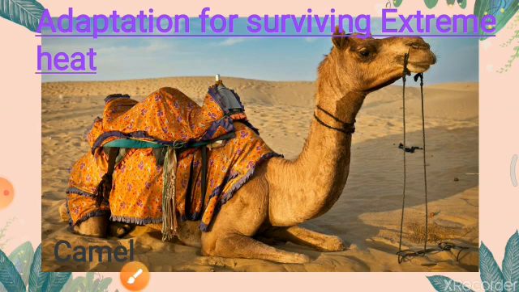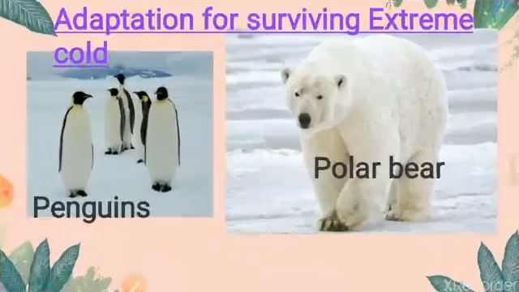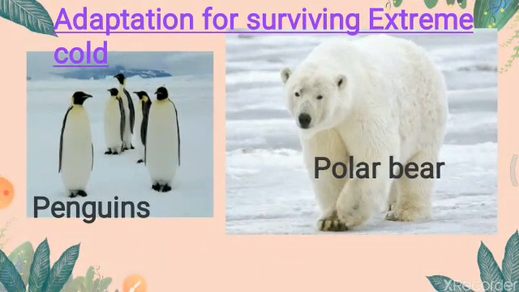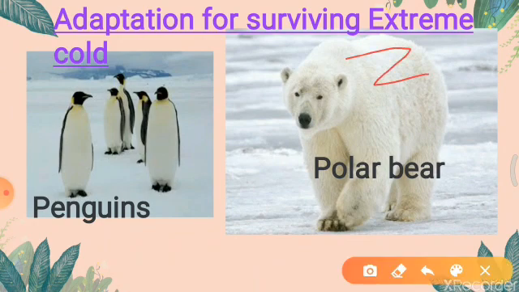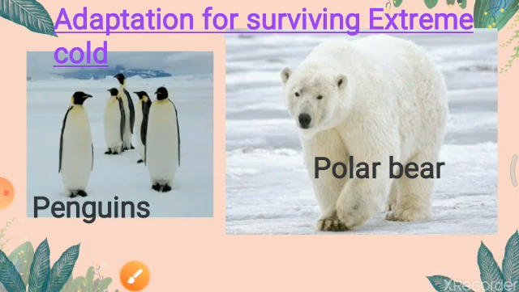Now let's see adaptation for surviving extreme cold, meaning polar regions. Animals living in cold regions have fur on their bodies to protect them from cold. Penguins and polar bears have a thick layer of fat called blubber under their skin to keep them warm.